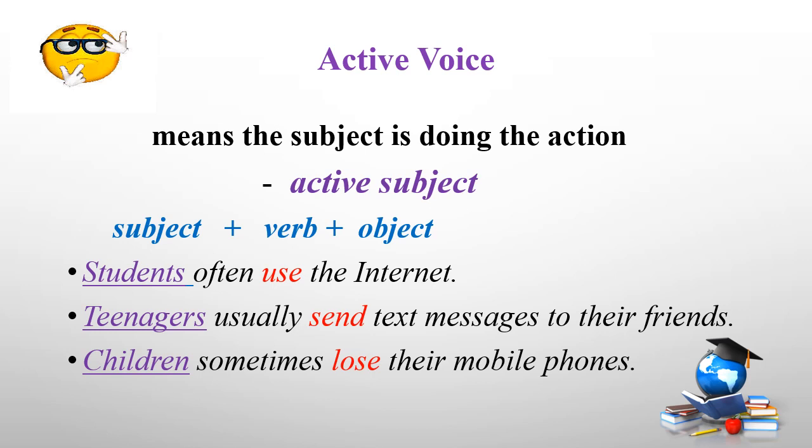I'm sure you correctly identified that the subject in each sentence is the word students, the word teenagers, and the word children, because you know that the subject is always at the beginning of the sentence. The words use, send, and lose are verbs, and the words the internet, text messages, mobile phones are the objects in these sentences.